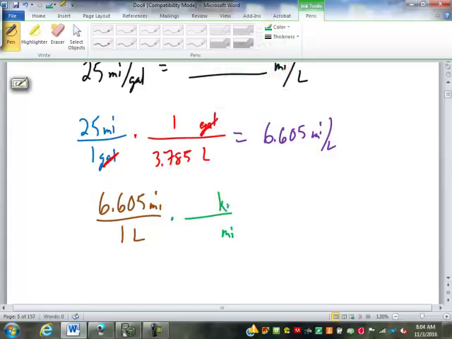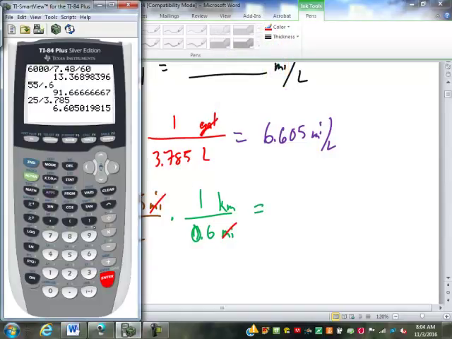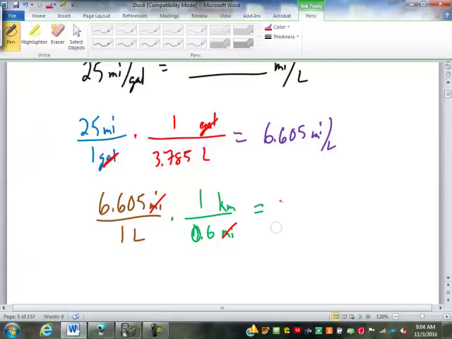Now if I want to change that from miles per liter to kilometers per liter, miles go on bottom, kilometers on top. 1 kilometer is 0.6 miles. So this is telling me I'm going to have to divide by 0.6. So take my 6.605 divided by 0.6 gives me 11.0, basically 11 kilometers per liter. A little bit of a change, huh?